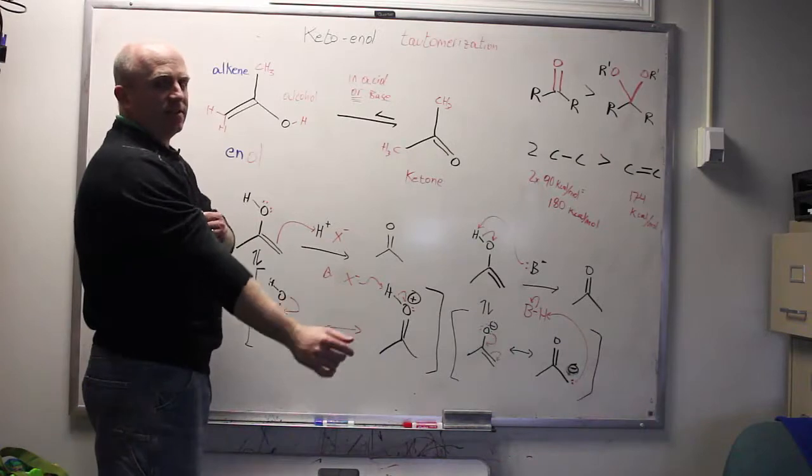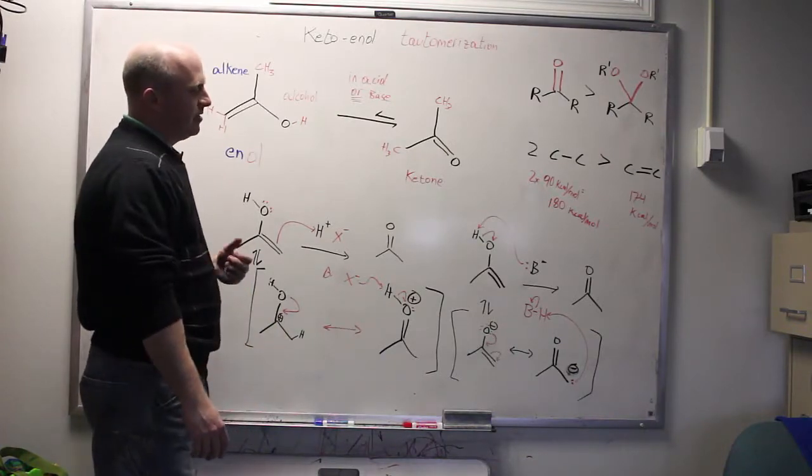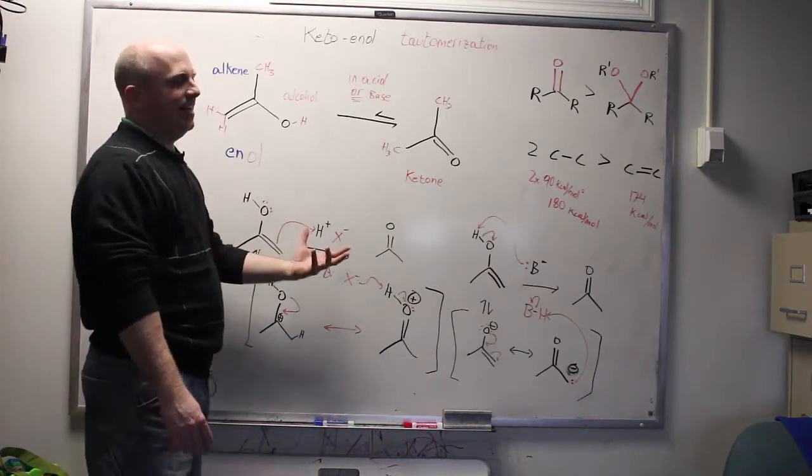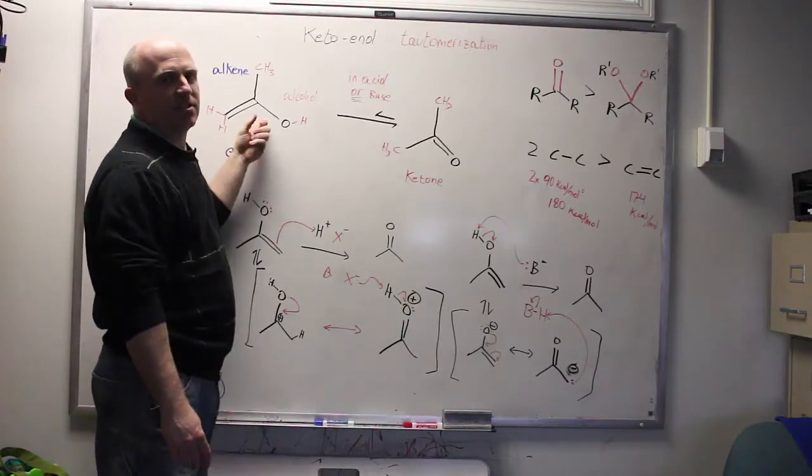This is keto-enol tautomerization in a nutshell, and the reason why it matters is because if you add water to an alkyne, then you're going to make enol type species, which then tautomerize.